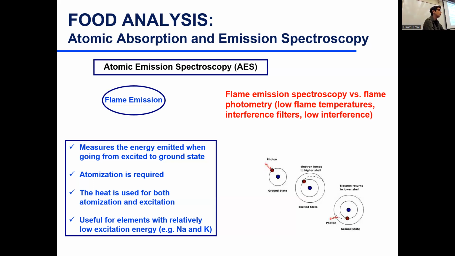Are there trends for excitation energy across the periodic table, or is it just kind of random? It's just random. You don't go in increasing order of energy or decreasing order of energy. Not that I'm aware of, no.